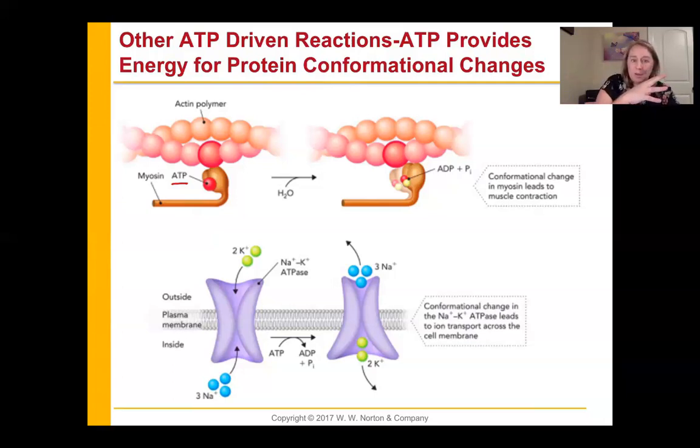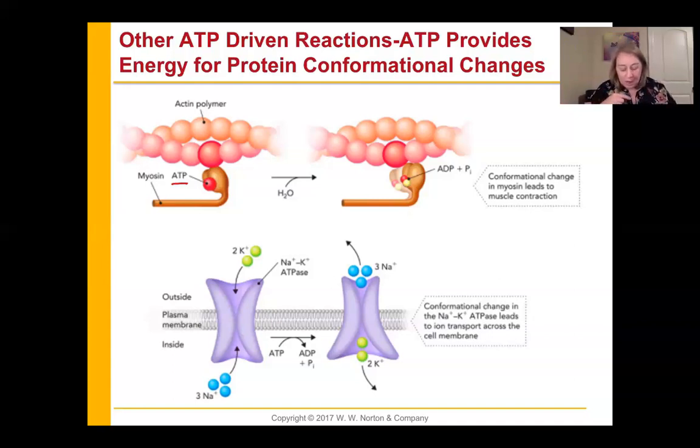It resets, binds another ATP, hydrolyzes that ATP, and ratchets again. And so it pulls the rope of the actin polymer. So it's the conformational change in myosin due to the hydrolysis of the inorganic phosphate from the ATP that drives muscle contraction and transport of vesicles across a cell and all those kinds of things.